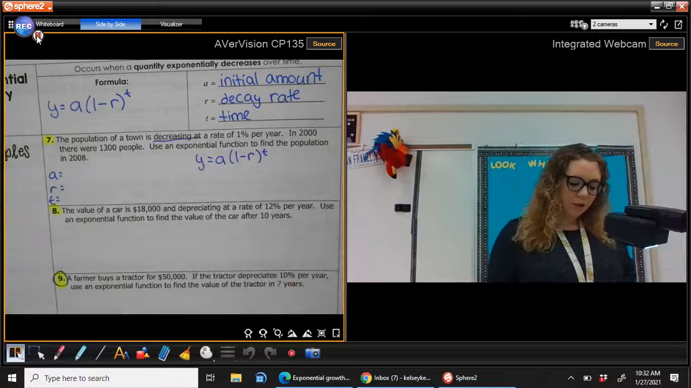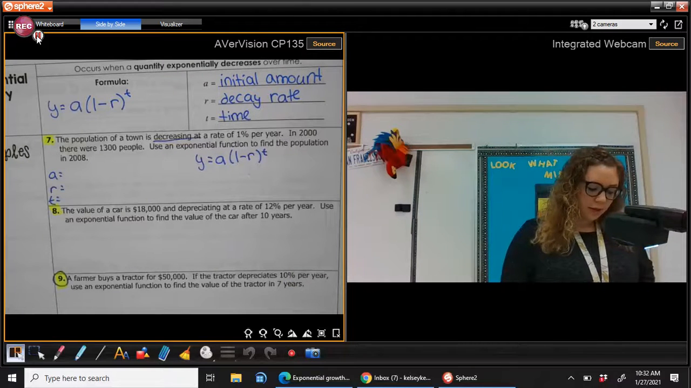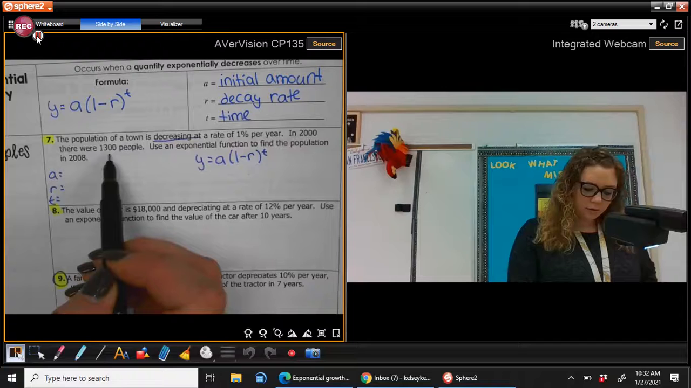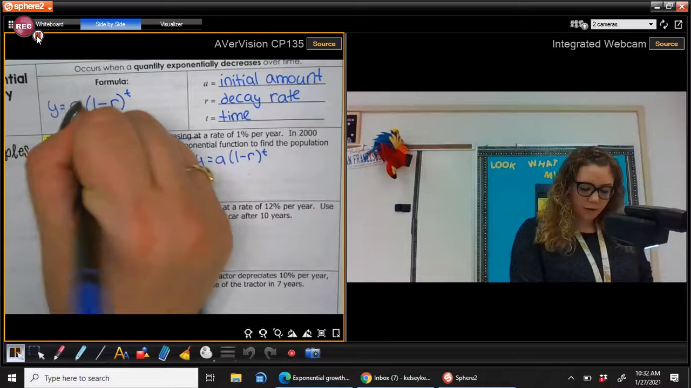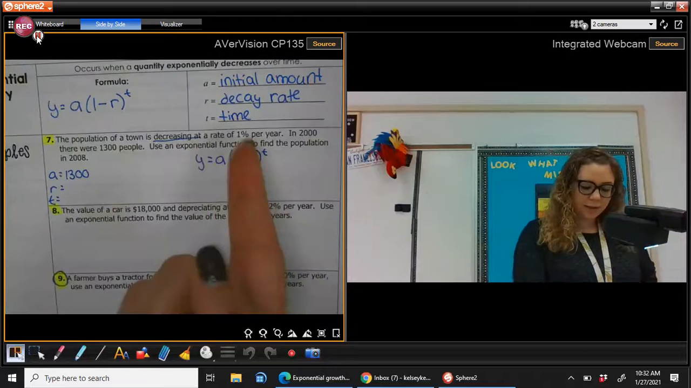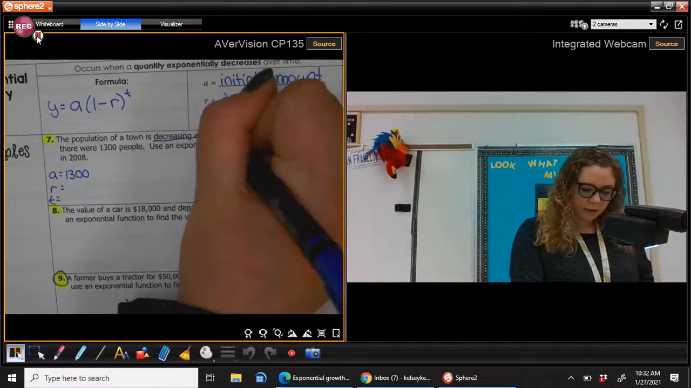So my initial amount is going to be 1,300. That's what I'll start off with. My rate is going to be 1%. Change it to a decimal. I'm going to have 0.01.